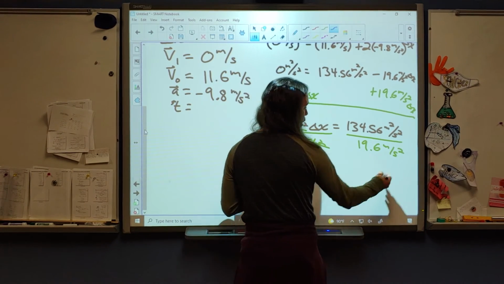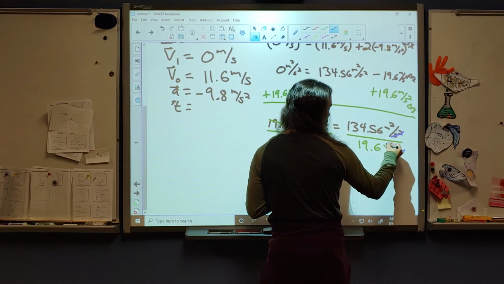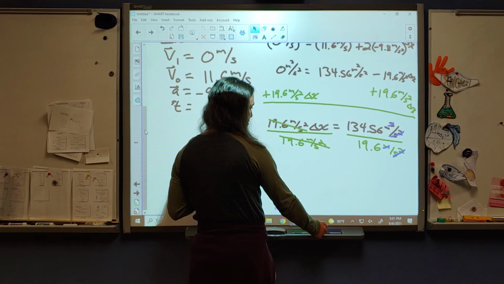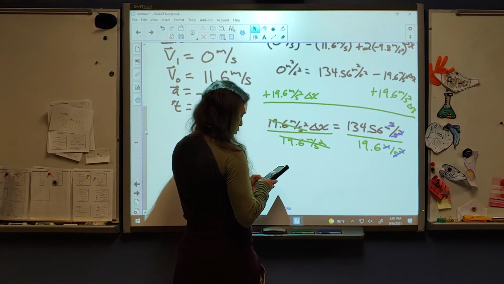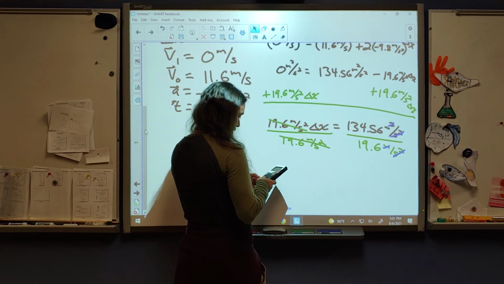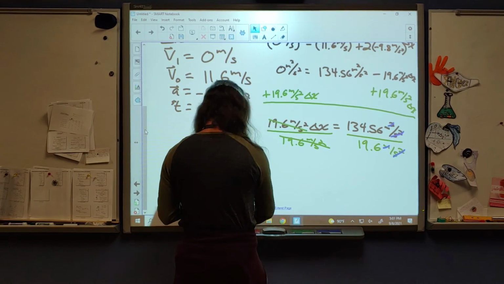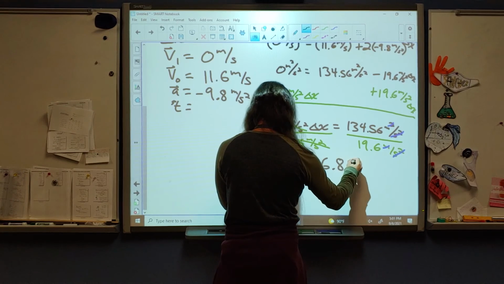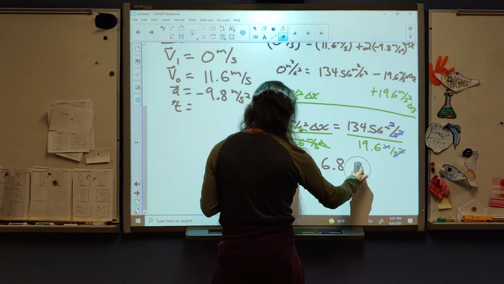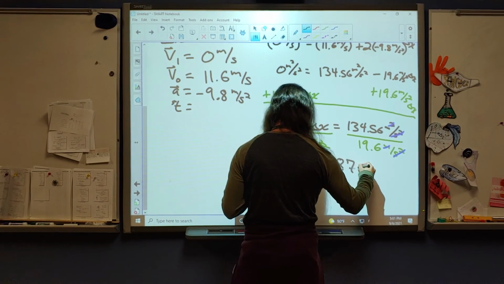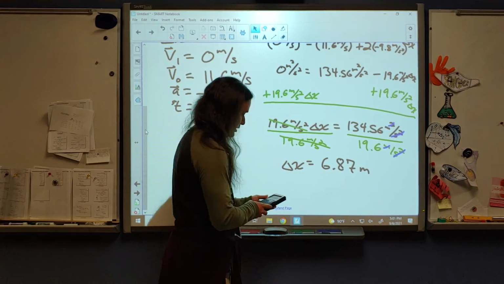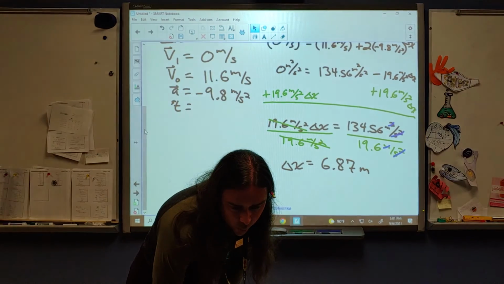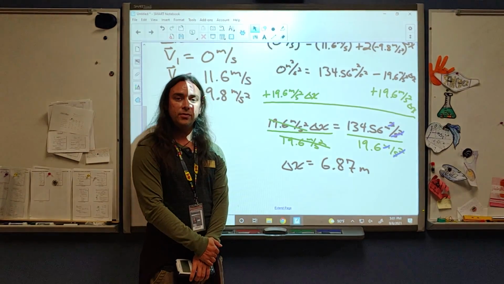Now real quick, our seconds squared cancels out, and one of our meters cancels out, but not the other one, so we're left with units of meters, and we get 134.56 divided by 19.6. We get, if I've done this correctly, that delta x is equal to 6.865, so we'll call that 6.87 meters to three significant figures. Survey says 6.87 meters. There's our solution.